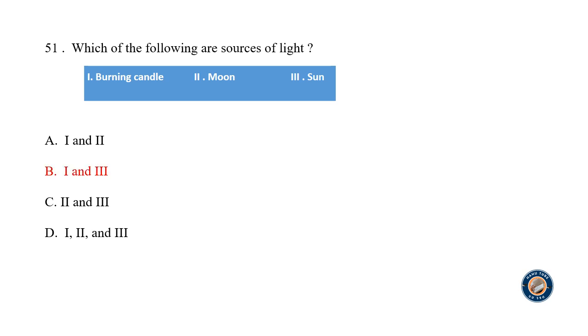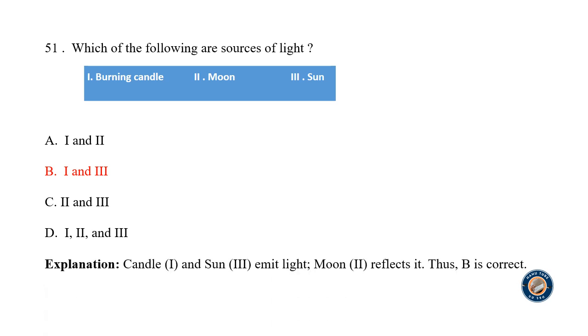The answer is 1 and 3. That is burning candle and sun, which are sources of light. Moon reflects light. It's not a source of light. Those which are sources of light are burning candle and sun.